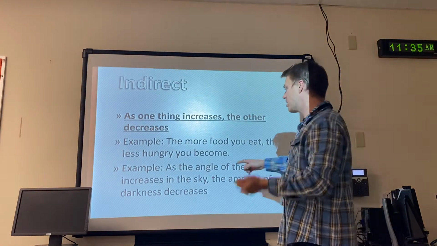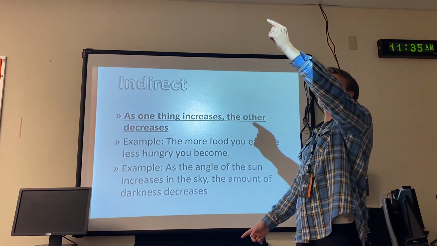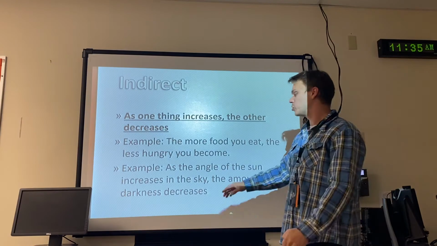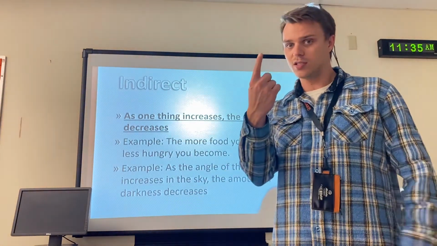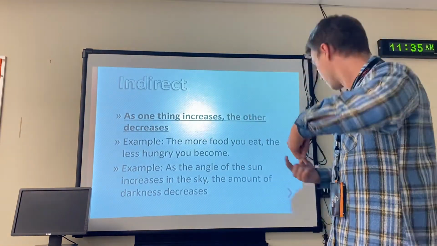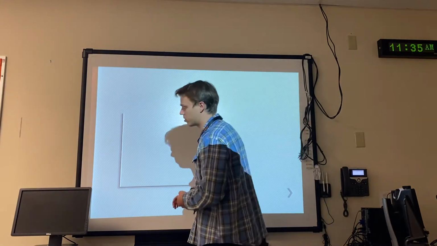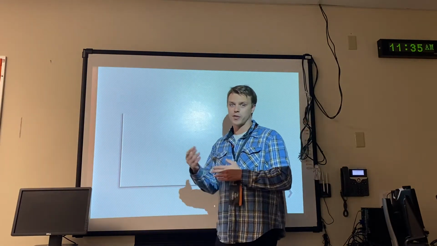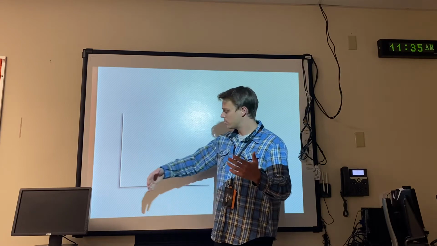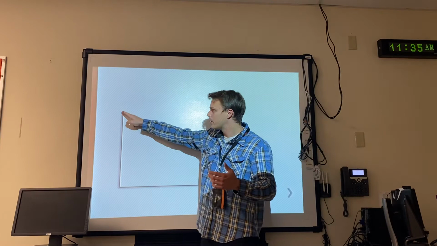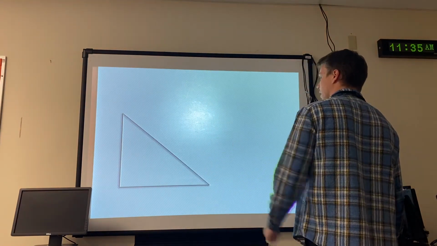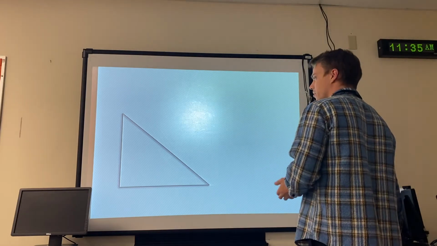Another example is as the sun increases in the sky and gets higher and higher, the amount of darkness decreases. So indirect is as one thing increases, the other thing decreases. And that graph is going to look like the opposite of a direct relationship. Remember, a direct relationship is one thing increases, the other thing increases. So that line looked like this. The opposite of that is going to be a line that looks like this. It starts on the top left and goes down to the bottom right. That is an indirect relationship.